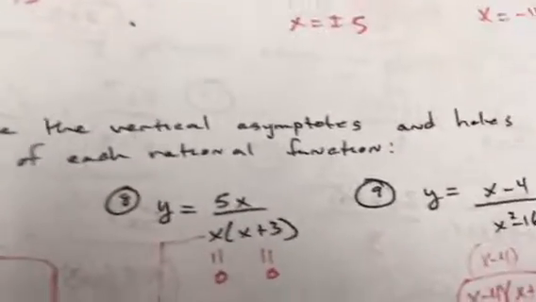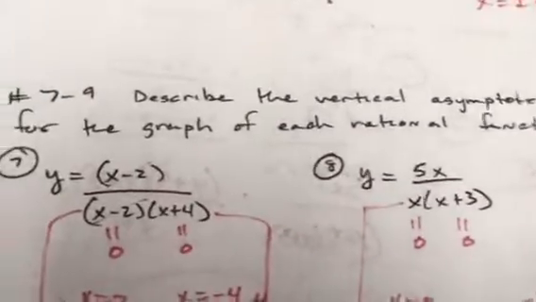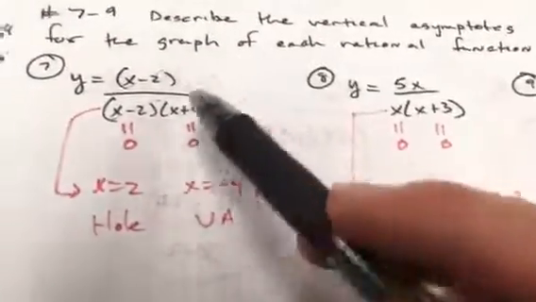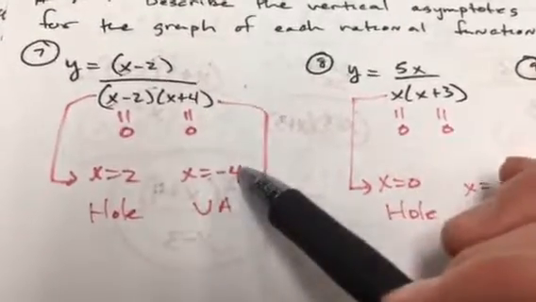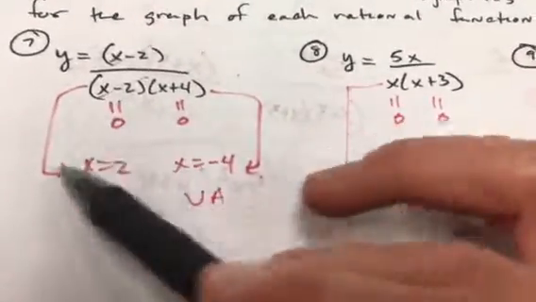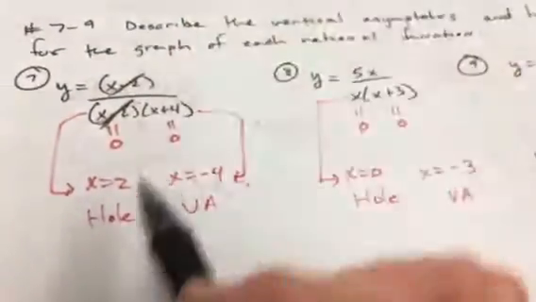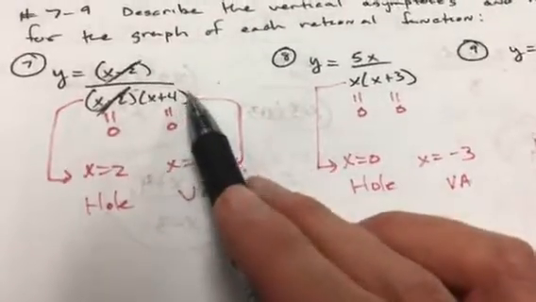Guys, when it says describe the vertical asymptotes and holes for the graph of each rational function, still set the bottom equal to 0, like we did. x minus 2 equal to 0, you get x is 2. x plus 4 equals 0, you get x equals negative 4. We'll draw a little arrow to point to, okay, this guy goes there. Notice that the x minus 2's cancel. If something cancels or gets covered up, it's a hole. If it does not go away, it's a vertical asymptote.